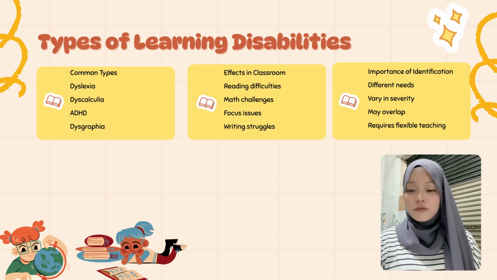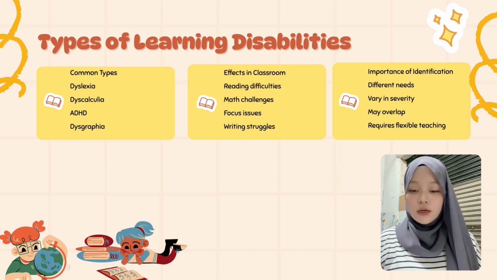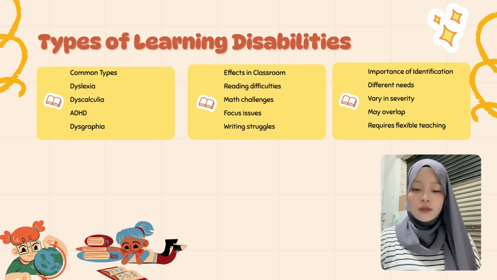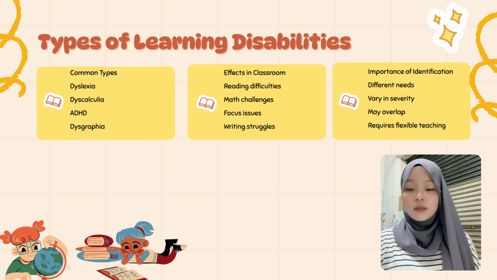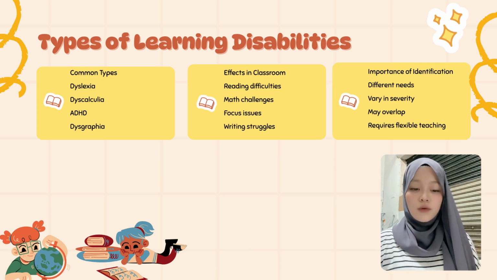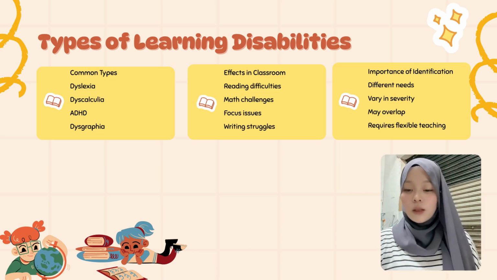We also have dysgraphia, which affects writing skills. Students with dysgraphia may struggle with handwriting, spelling, and organizing their thoughts on paper. They may avoid writing tasks or take a long time to complete them. In real classroom situations, learning disabilities may overlap.